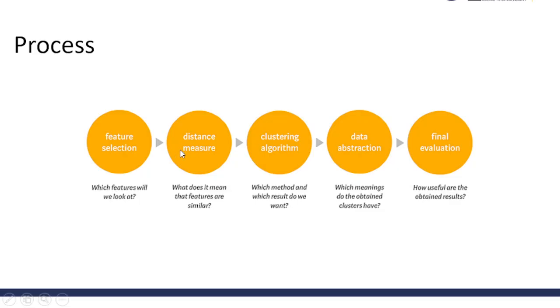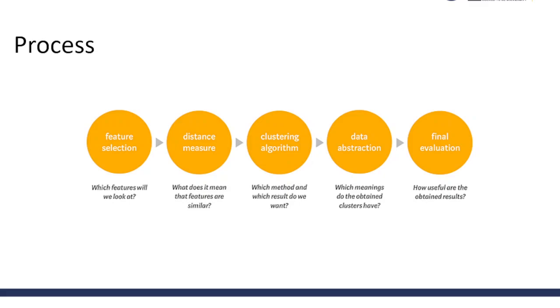Let us understand the overall process of text clustering. So initially there is feature selection. Now feature selection involves what features are we going to select, what features are we going to look at. That is, are we going to include the stop words or are we going to look at the main important terms? What kind of features are we going to look at?